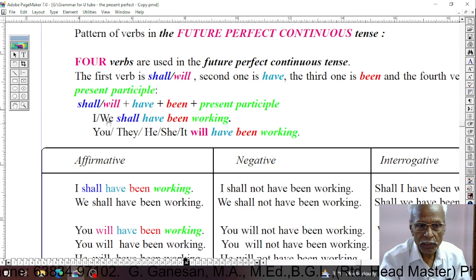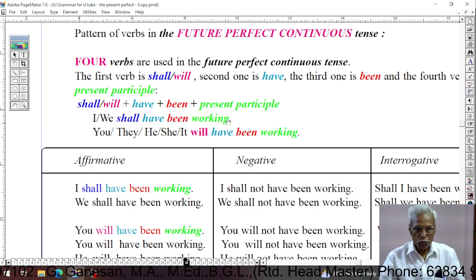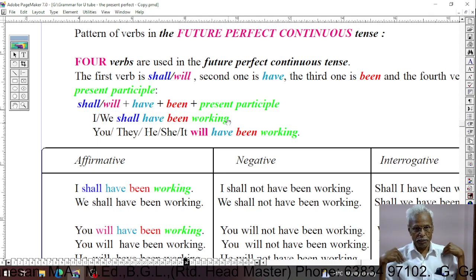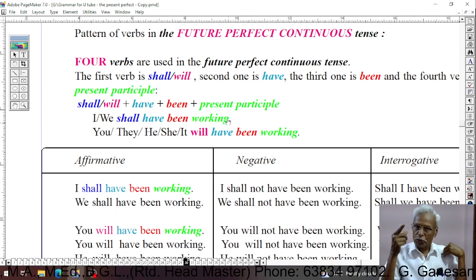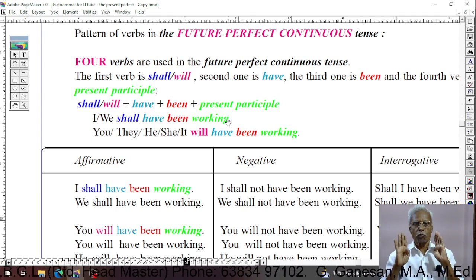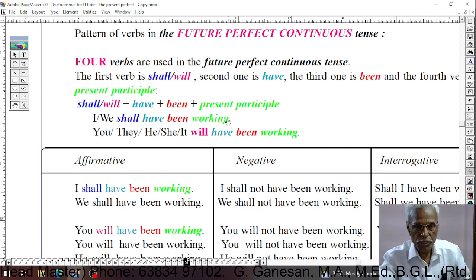See, I or we shall have been working. You, they, he, she, it will have been working. I shall have been working. You will have been working. That's how 4 verbs are used in the future perfect continuous tense.